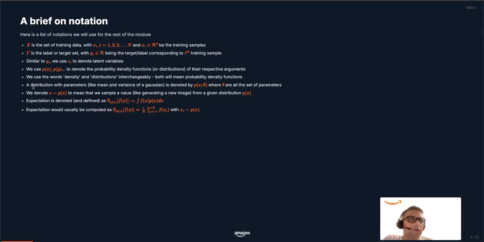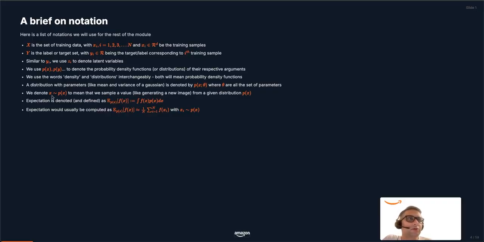So I will also have a distribution which has certain parameters. So for example, mean and variance of a Gaussian normal distribution are its parameters, and I will denote such a distribution like this. So you have a distribution over x, which is given by p of x, and its parameters are theta. So you have a semicolon and theta are all the set of parameters. So for example, all the values of the mean or the covariance of a Gaussian are put in a vector, and I denote that vector as a theta.